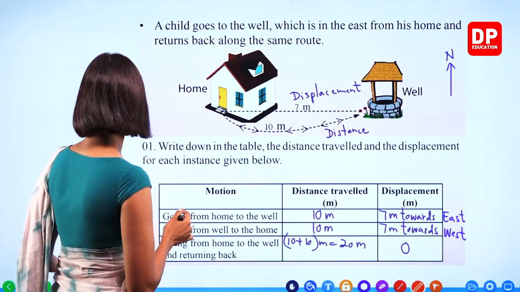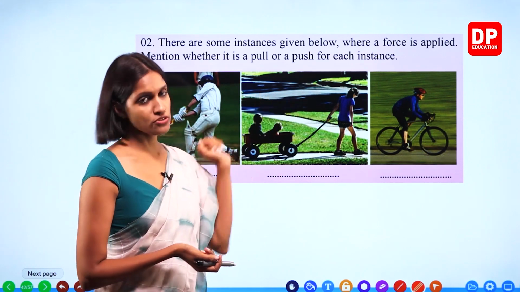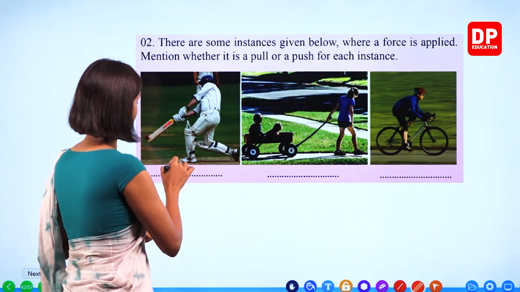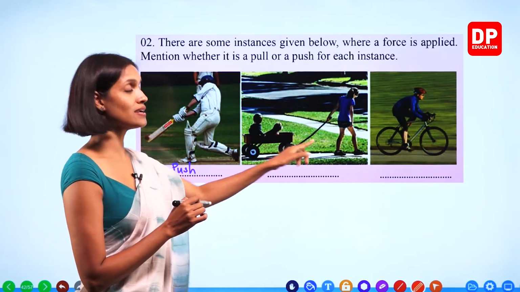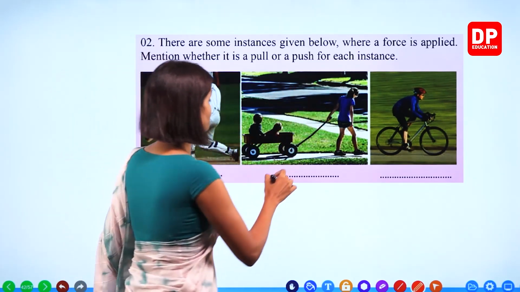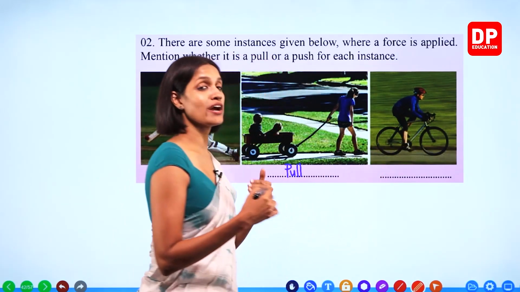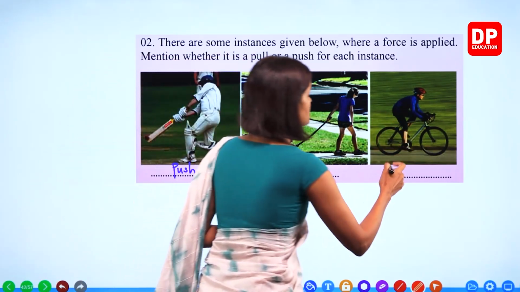Right, children? We'll move on to the next. There are some instances given below where a force is applied. Mention whether it's a pull or a push for each instance. This is very easy for you all now. Here, hitting a ball with the bat, it's a push. Here, one child is pulling this cart, it is definitely a pull. Riding a bicycle, as we discussed earlier, you have to push the pedal forward, therefore this is a push.